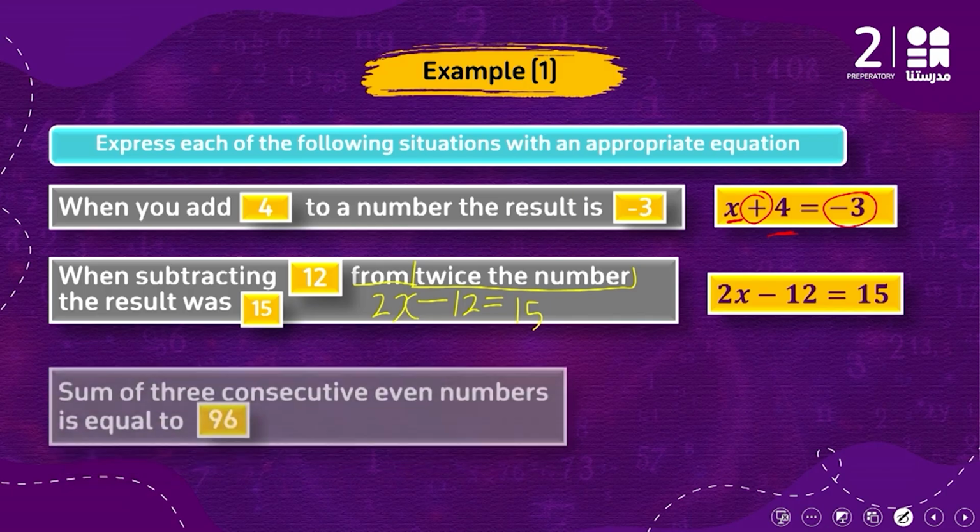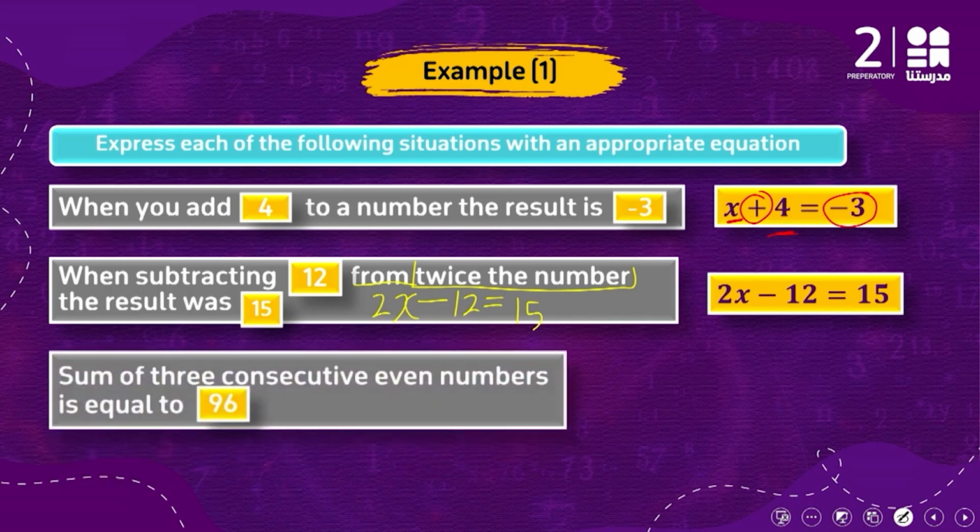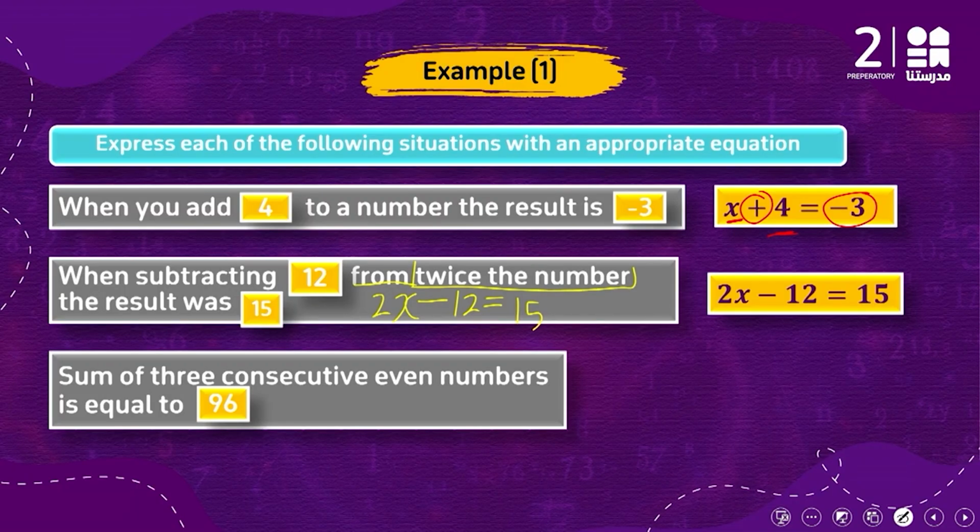The third equation: the sum of 3 consecutive even numbers is equal to 96. Consecutive means they follow each other, 3 even numbers right after each other, equal to 96. We don't know these even numbers. So if you start for sure with x, what is the second one? Let's see the answer first.